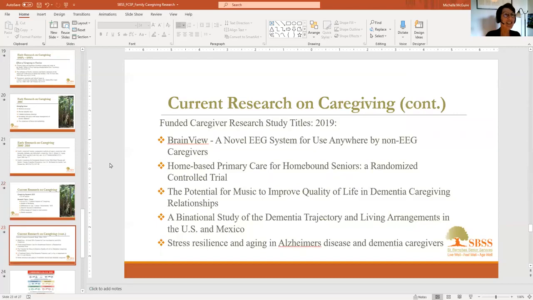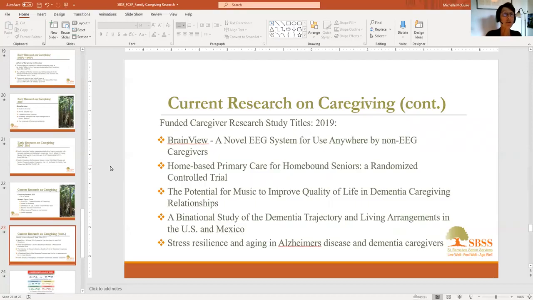And these are funded caregiver research study titles. I couldn't get the whole citation because they weren't done yet. This was just from the NIH funding website that gave the titles they had funded for 2019. And I just wanted to throw some out because they're really cool. BrainView, a novel EEG system for using anywhere by non-EEG caregivers. They're developing EEG machines that the public can use at home. I mean, pretty soon, in a couple years, we're going to be doing surgery on the kitchen table. You know, this is how advanced we're getting.